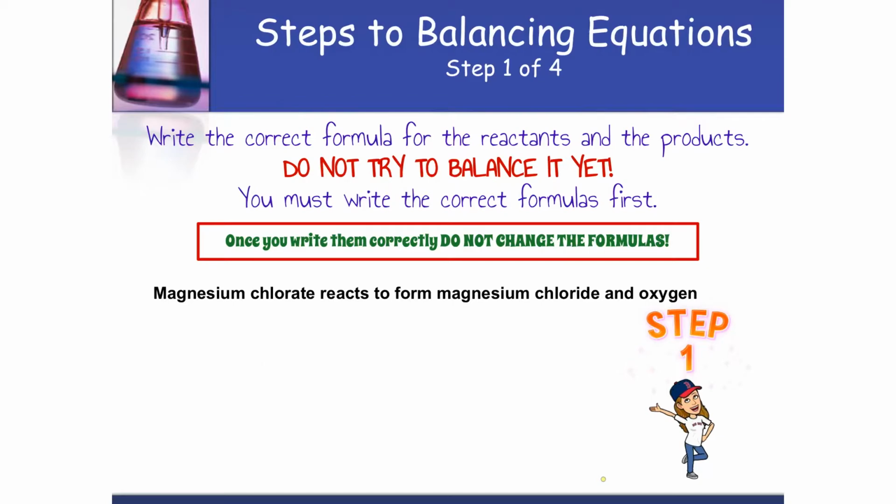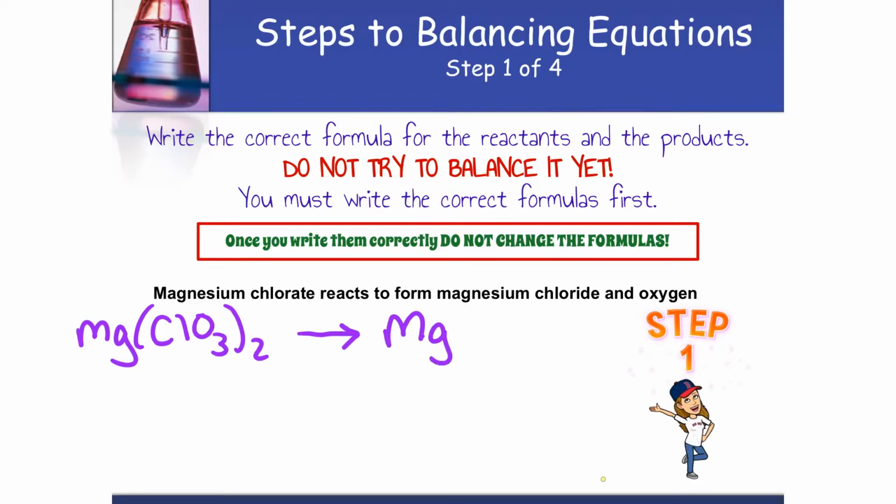In this example, we have magnesium chlorate reacts to form magnesium chloride and oxygen. So I write Mg(ClO3)2, and then reacts to form is my yield sign, magnesium chloride, MgCl2, plus oxygen. Now remember, oxygen is diatomic. It will only be found in nature connected to itself as O2.